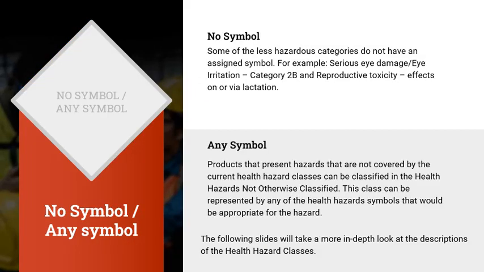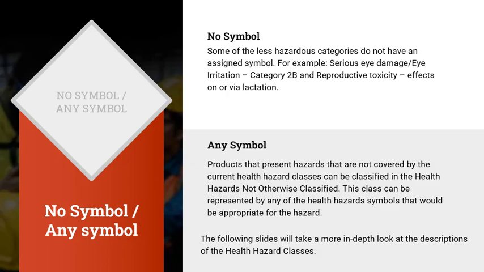No symbol, any symbol. No symbol. Some of the less hazardous categories do not have an assigned symbol. For example, serious eye damage, eye irritation, Category 2B, and reproductive toxicity, effects on or via lactation.